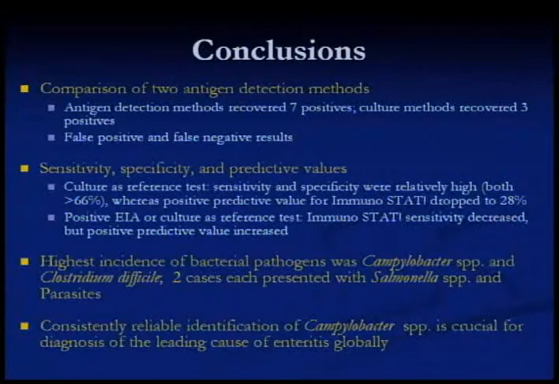The highest incidence of bacterial pathogens was Campylobacter species and C. diff, followed by 2 cases each presenting with salmonella and parasites. Consistently reliable identification of Campylobacter species is crucial for the diagnosis of the leading cause of human enteritis globally.